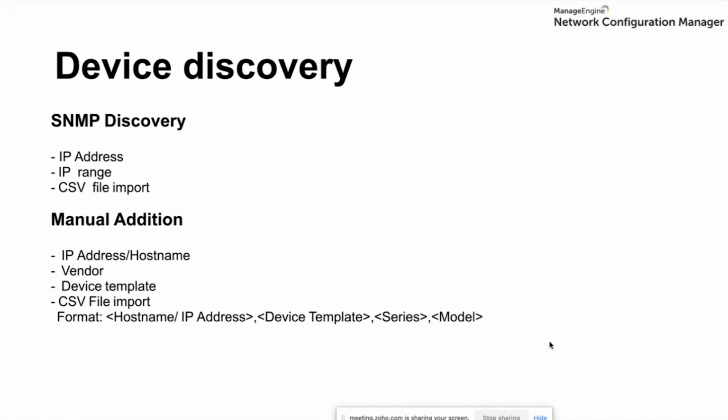So if you have a file with bulk devices that are in a particular format, for example, you can see on the screen. It has to be a host name separated by a comma, followed by device template name, series, and model. So if all the devices are listed in this format, you can import a CSV file in bulk. With the help of SNMP discovery, you can either discover an IP address or a range of IPs. So let me show this to you in the UI.